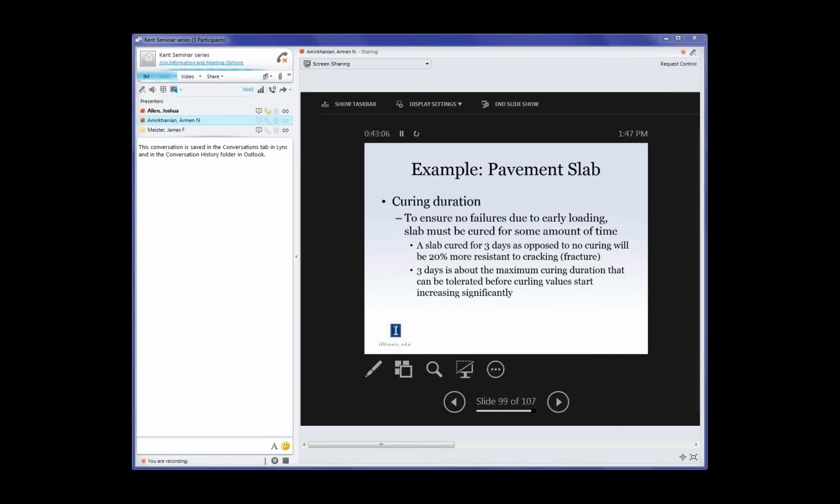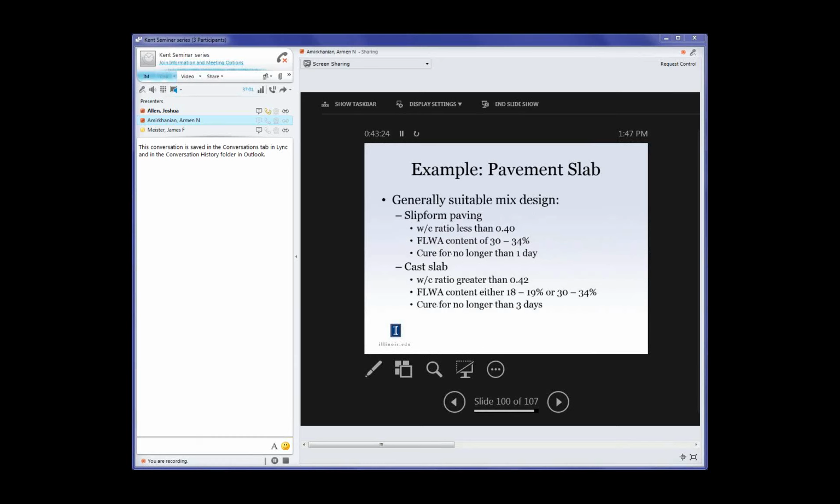So 3 days seems to be a nice value for this situation where you get enough minimization of the curling but enough strength. If you go past 3 days, like 4, 5, 6, then it rapidly increases the curling value. So in general, we would recommend, or the model would recommend these two sets depending on what situation you had. So slip form paver, low water cement ratio, high lightweight content, cure for no longer than a day, similar to the industrial floor slab.